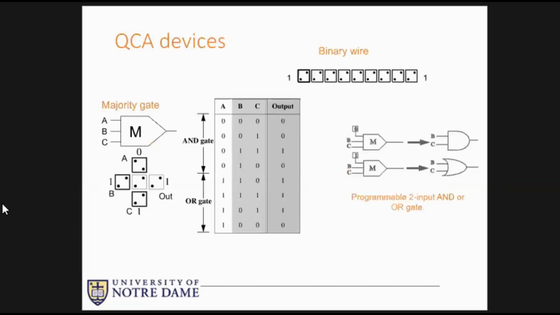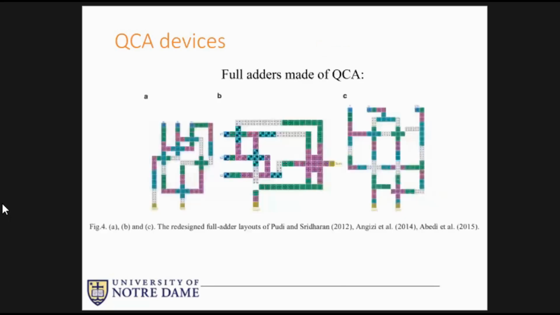Now, using these Lego blocks, you can build a majority gate. The majority gate gives you all the Boolean functions that you need, either an OR gate or an AND gate. And then you can connect these things together using so-called binary wires. They are just a bunch of cells aligned, so if you switch one, they flip like dominoes. And there's an example of 2 latches of QCA. So basically, you combine these latch units and perform certain Boolean functions.